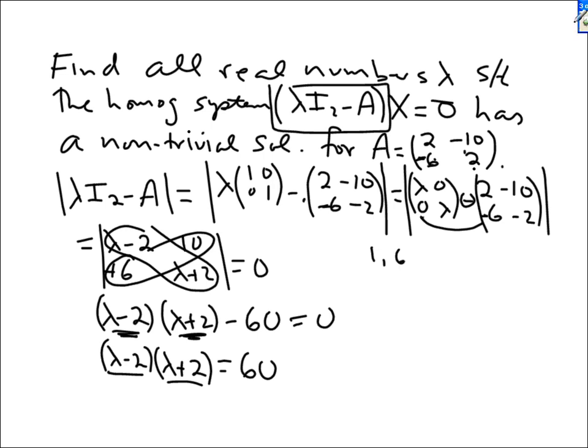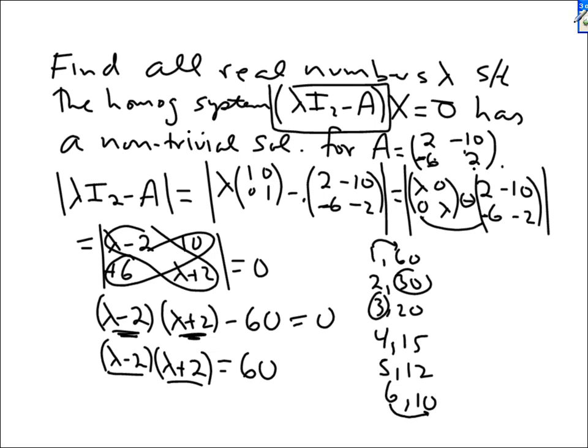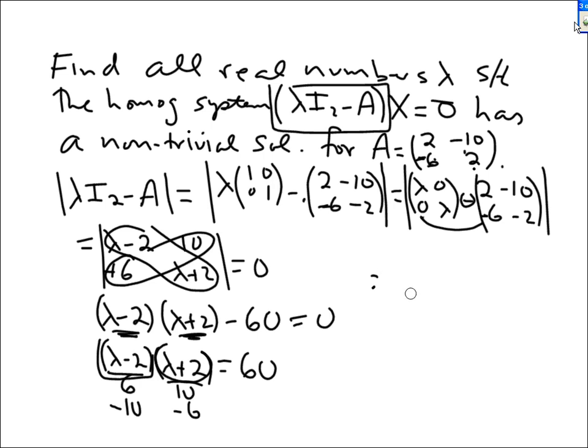Well, 1 and 60, that number is not 4 more than 1. 2 and 30, no, 2 plus 4 is not 30. 3 and 20, 4 more than that is not 20. 4 and 15, no. 5 and 12, 6 and 10. That number is 4 more. That is, this can be 6 and that be 10. Or, if this is negative 10, then this number is 4 more. It's negative 6. So, either lambda minus 2 is 6, or lambda minus 2 is negative 10. If you say, what about lambda plus 2 equaling 10? Well, it's the same as lambda minus 2 equals 6. To convince you, I claim lambda minus 2 is 6, or lambda minus 2 is negative 10.